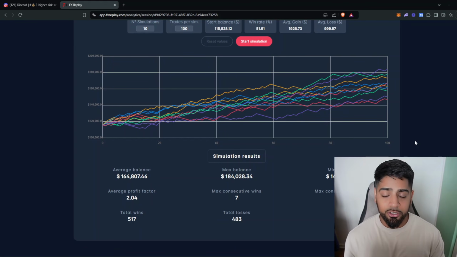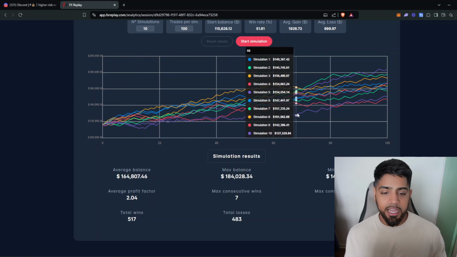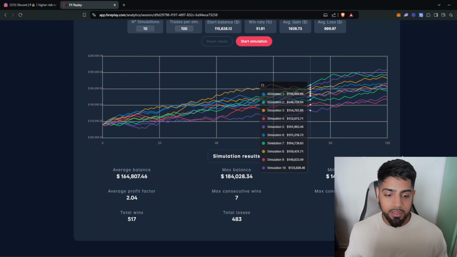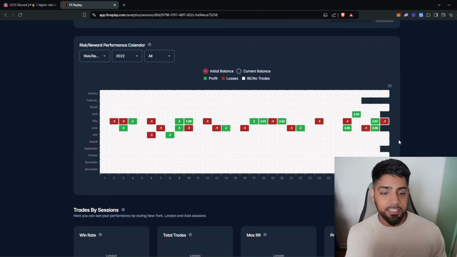where we take 100 trades, this strategy actually comes out profitable each time. It's going to show us the lowest winning simulation and the highest winning simulation, and in every single one, we're profitable. That means over a long-term horizon, over a longer period of data, this strategy is actually very profitable. So do with that data what you will.